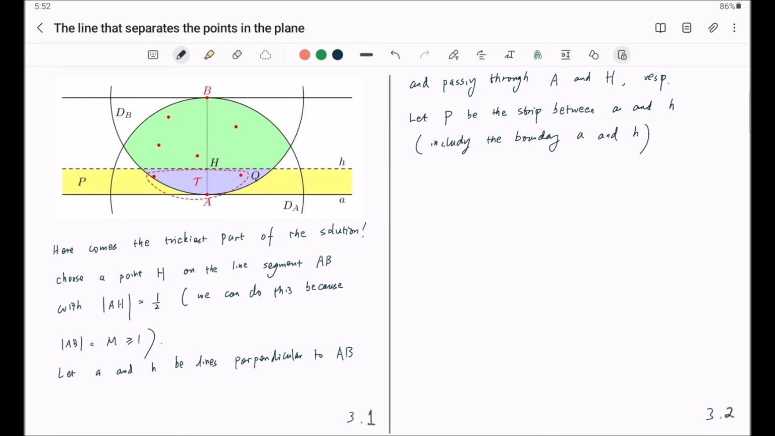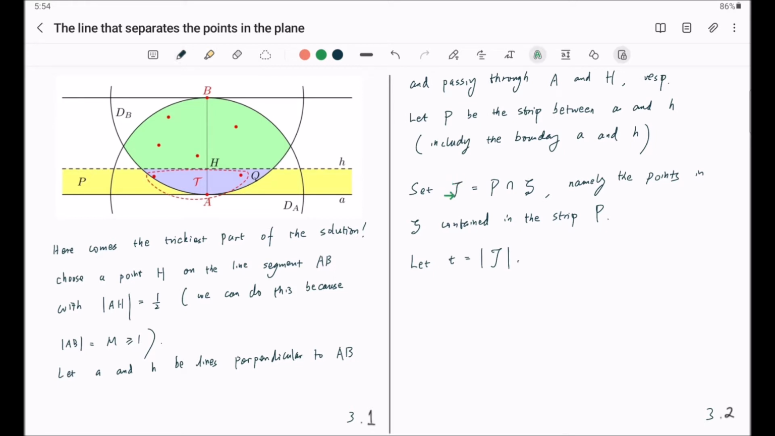Now we consider the intersection of P with the set of endpoints S. We set script T to be equal to P intersection S. Namely, these are the points in S contained in the strip P. Now let t be the cardinality of script T.